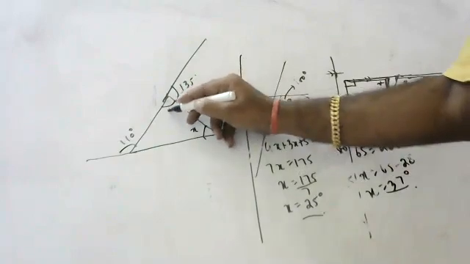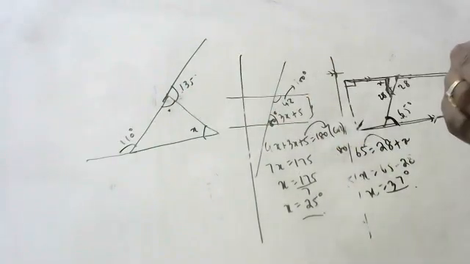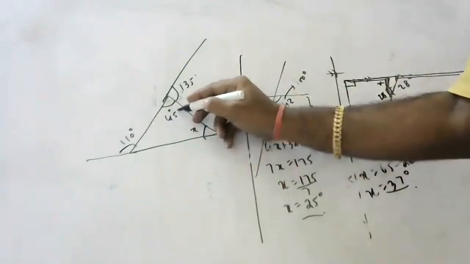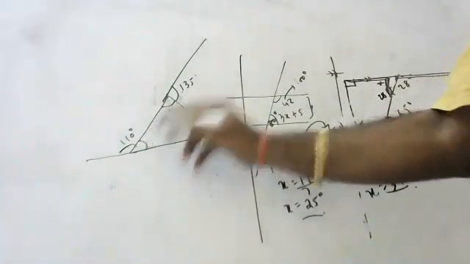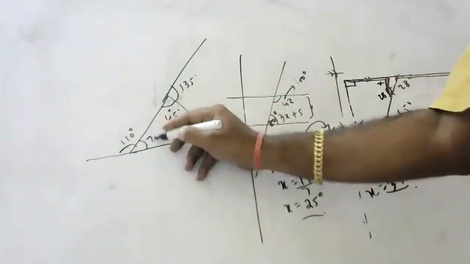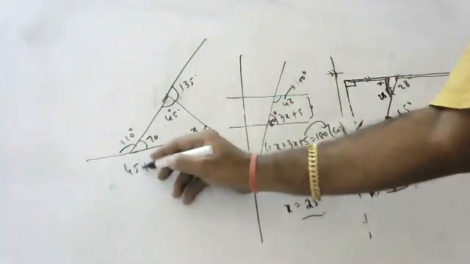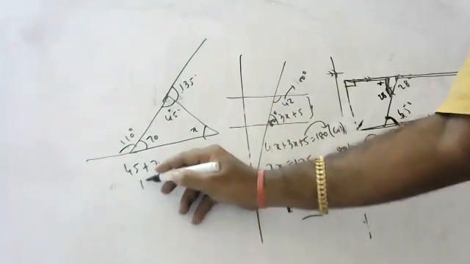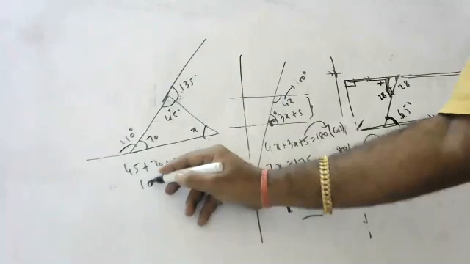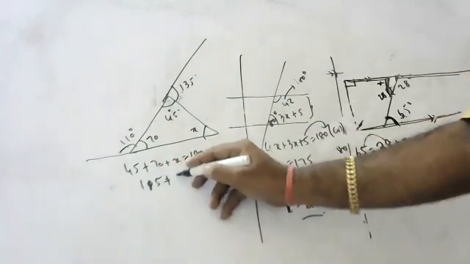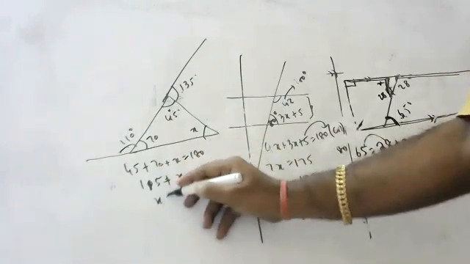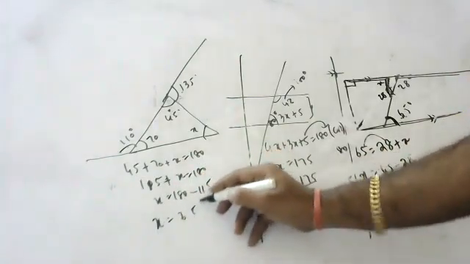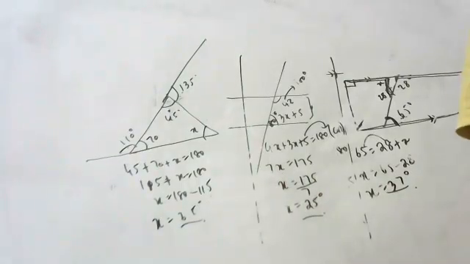If this is 135, this will be how much? 180 minus 135. How much? 45. Okay. If this is 110, this will be how much? 70. Now apply the angle sum property. You get the answer. 45 plus 70 is 115. 115 plus x is equal to 180. x is equal to 65 degrees.